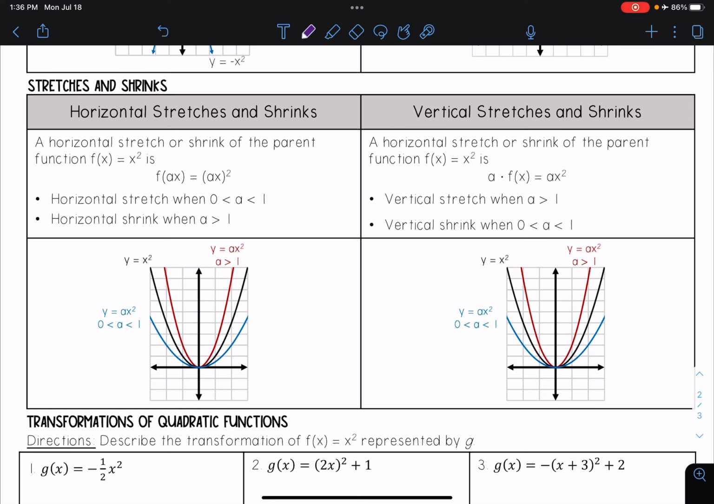And so here, for this horizontal stretch, we're going away from the y-axis, sorry. So here in blue, we see that is a stretch because we are going further away from the y-axis, while in red we are going towards the y-axis, and that would be a horizontal shrink.